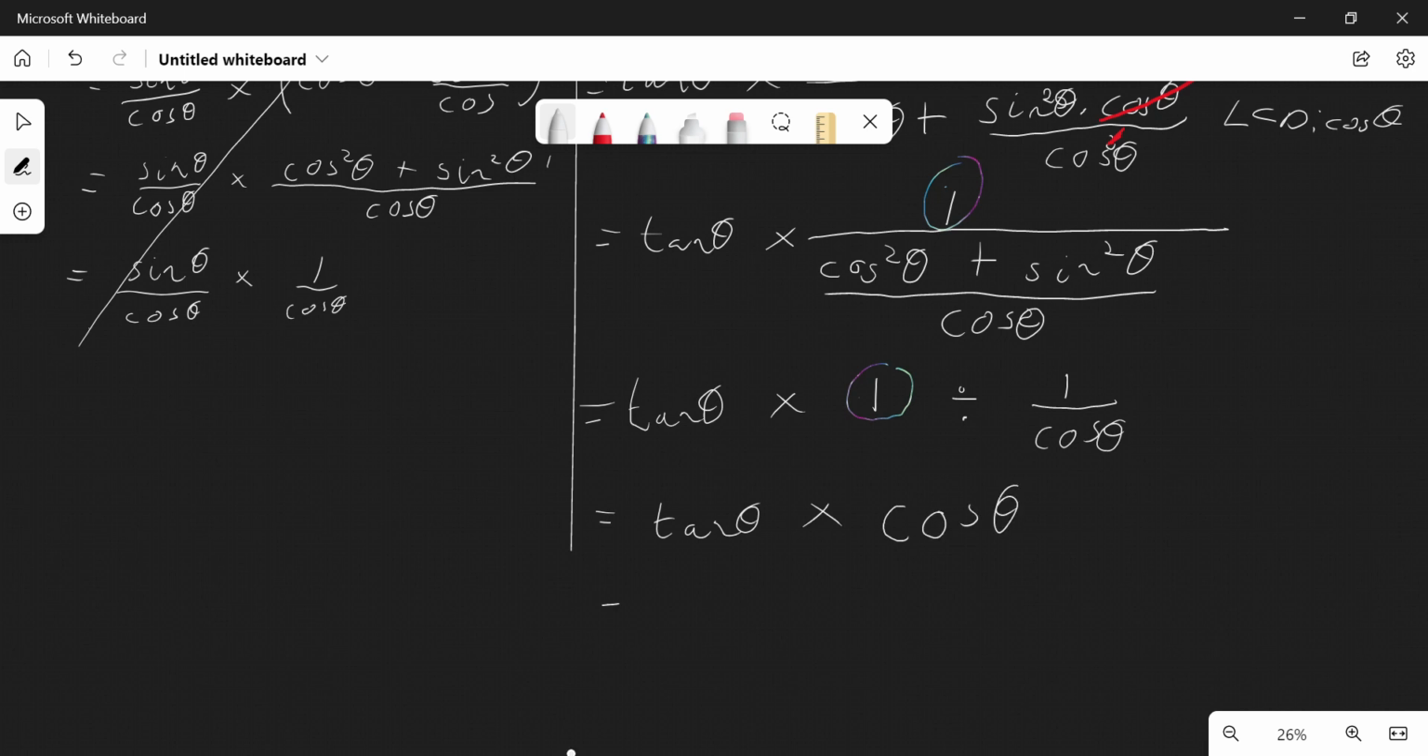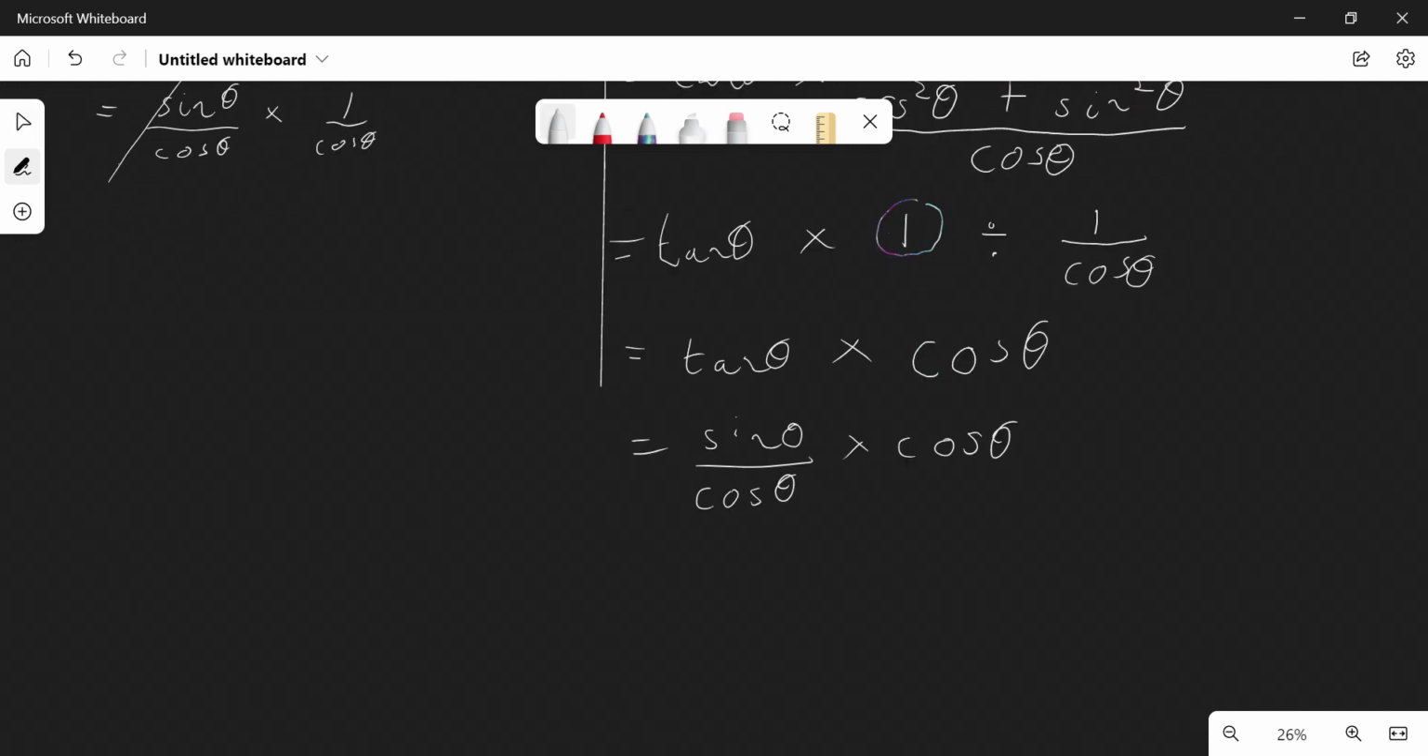All right, spread out my tan now. This is sine theta over cos theta, and that is multiplying our cos theta here, and that cancels out to give us our final answer of sine theta.